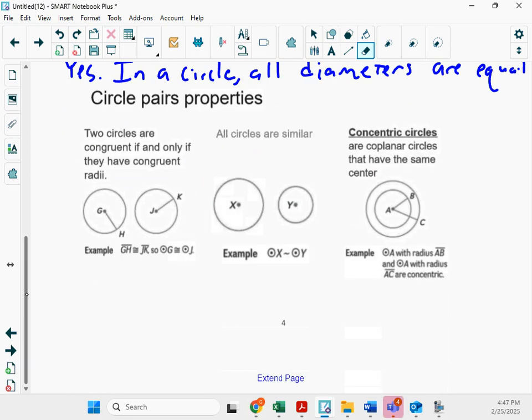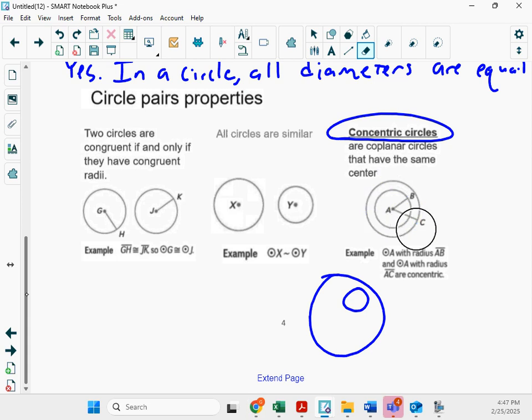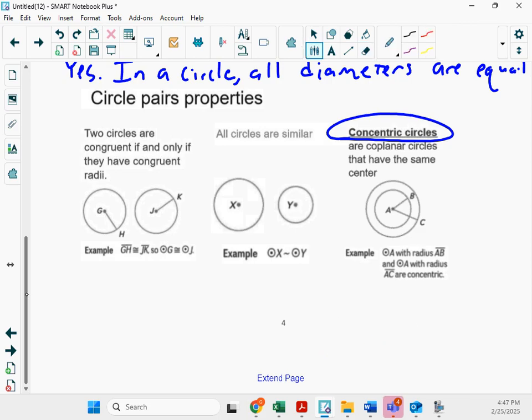Circle properties. These should be pretty instinctual. If two circles have the same size radius, then the circles themselves are the same size. Then that would make the circles congruent. All circles are similar. This last one, this is a vocabulary term, concentric circles. What that means is two circles with the same center point. This would not be concentric circles. That is not concentric, because even though one is totally inside the other, they don't share a center point. If they don't share a center point, they're not concentric. But if they do share a center point, that makes them concentric.